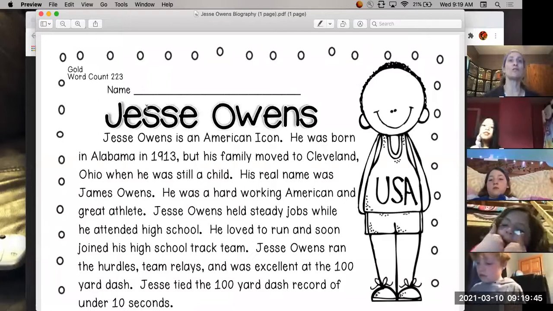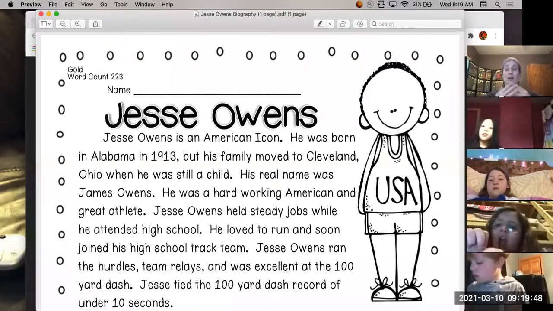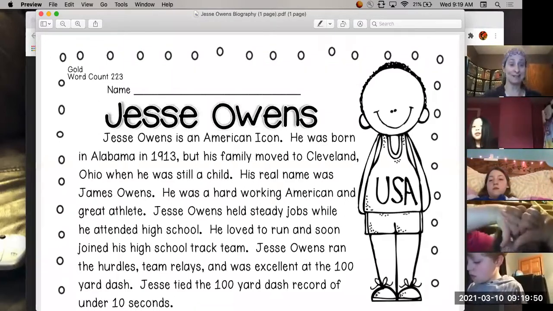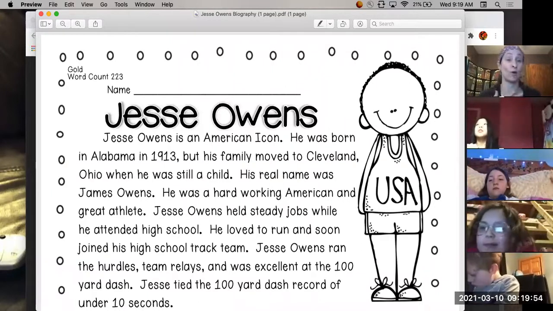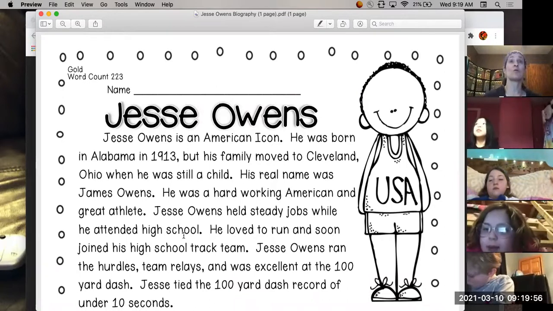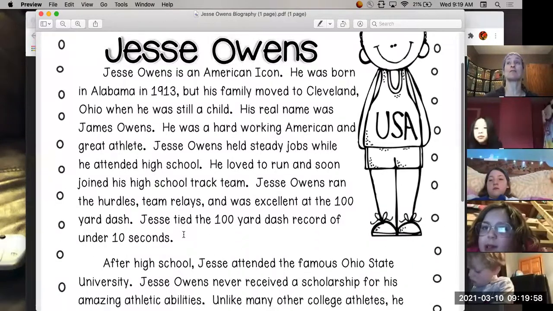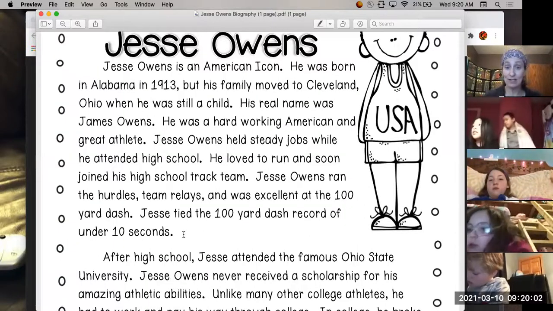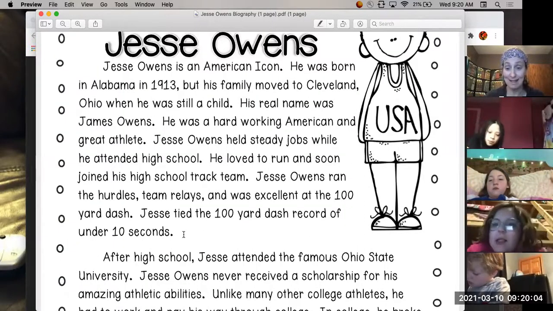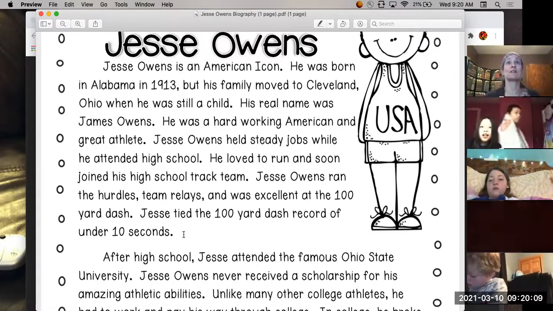Okay, so when authors use chronological order, you're going to see some clue words. You might see dates in there. You might see kind of order of time. So we're just going to read a little bit about Jesse Owens because he is a pretty amazing man. Would anyone like to volunteer to read a little bit? Livy, would you like to read a little bit?